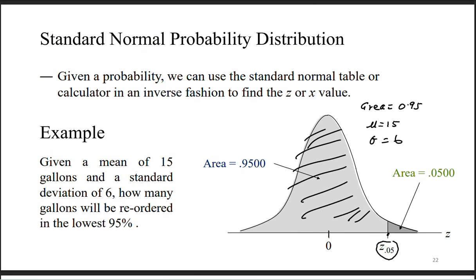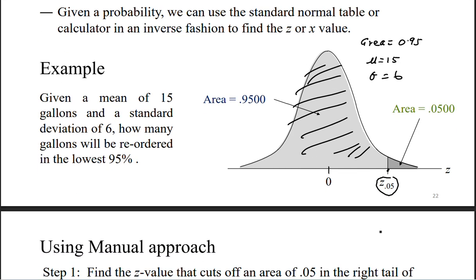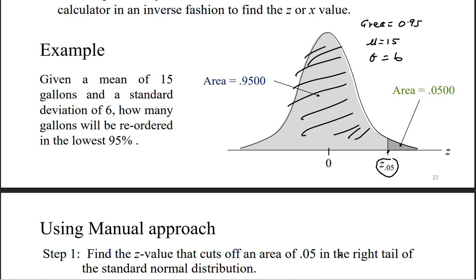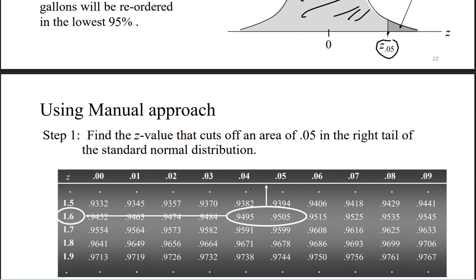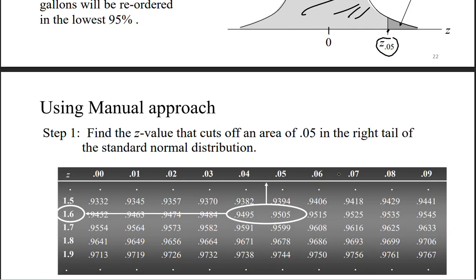So this also follows a two-step approach. The first step is we're going to look up from the table, and it's basically a reverse of what we did before. We're going to look up the table and find the value of z that corresponds to 95%, or 0.95. And then once we find that value of z, we will rearrange the standardization formula to find x. Step one, we'll find the value of z that cuts off the area of 95% to the left, or 0.05 in the right tail of the curve.